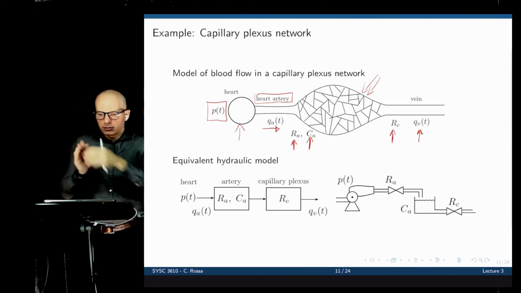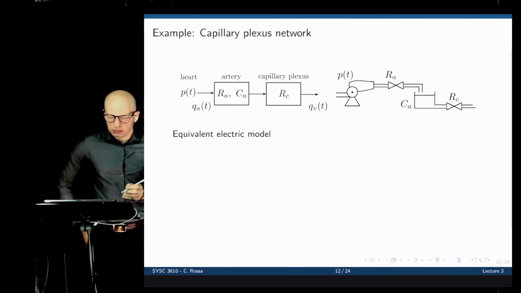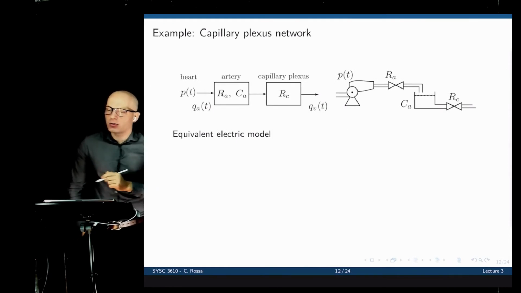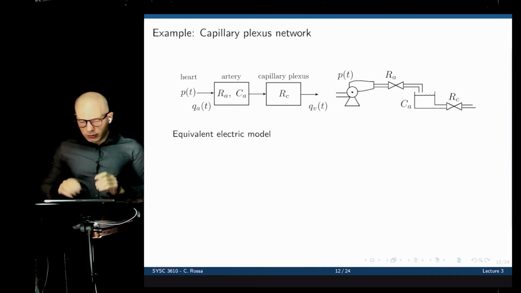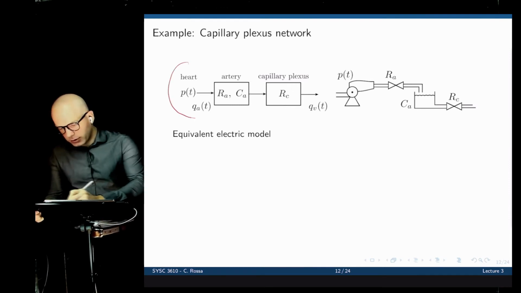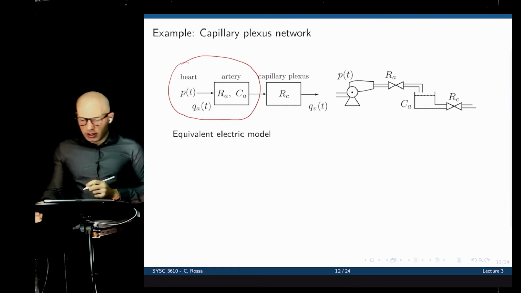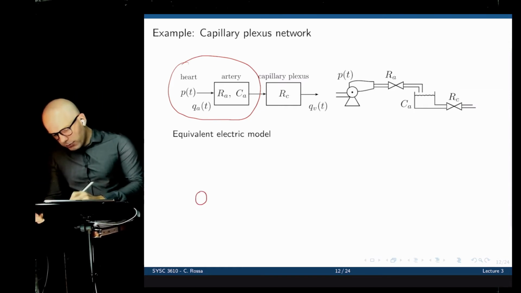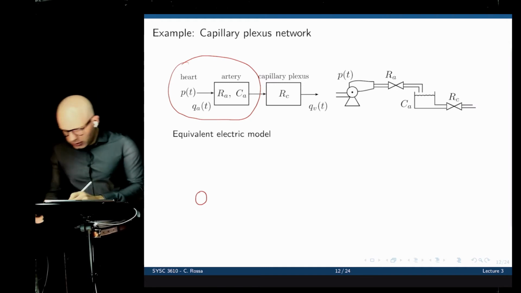Could you just put the resistance for the capillaries in parallel then? Because it would branch off of the arteries. We are getting there, very good. So let's start with the first part here. Let's start with the heart, the artery, and the capillary network first. We have the input. Well, with the input, it's easy. We have a pressure. So here that becomes a voltage.